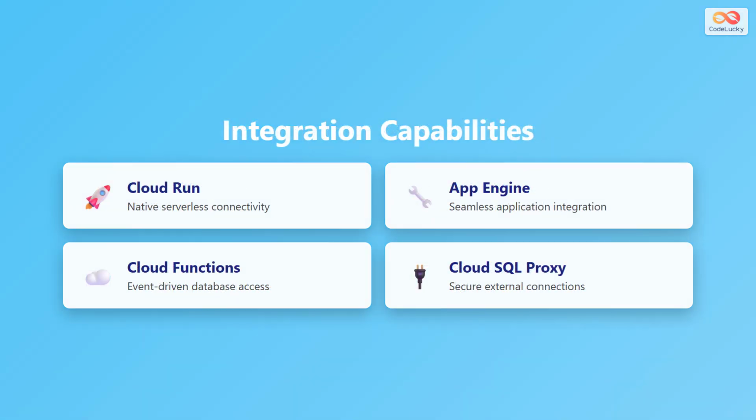Cloud SQL integrates seamlessly with other Google Cloud Platform services, making it easy to build complete applications. Cloud Run services can connect to Cloud SQL instances natively, enabling serverless applications to access relational databases. App Engine applications have built-in support for Cloud SQL connections, simplifying deployment. Cloud Functions can access Cloud SQL for event-driven database operations, perfect for real-time data processing. For external applications or local development, the Cloud SQL proxy provides secure connections without exposing your database to the public internet.